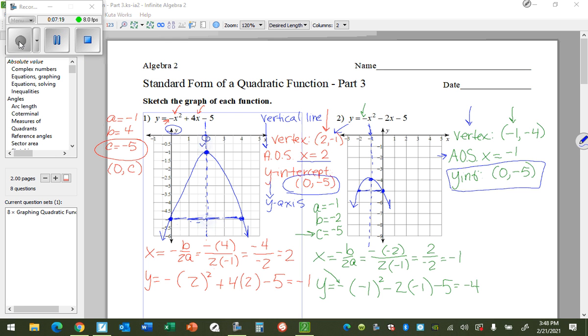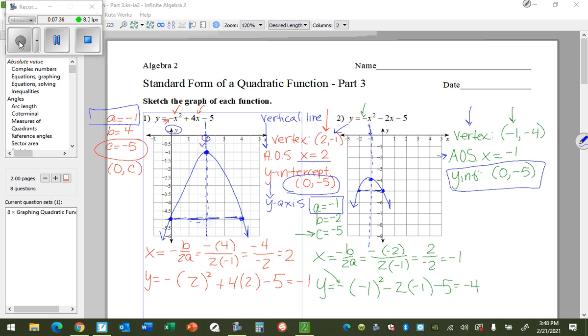Notice that our a values in the first two problems were negative. And because our a values in the first two problems were negative, our parabolas are now opening down. And that should be consistent in our graph, which means we have those maximum values that we talked about yesterday.